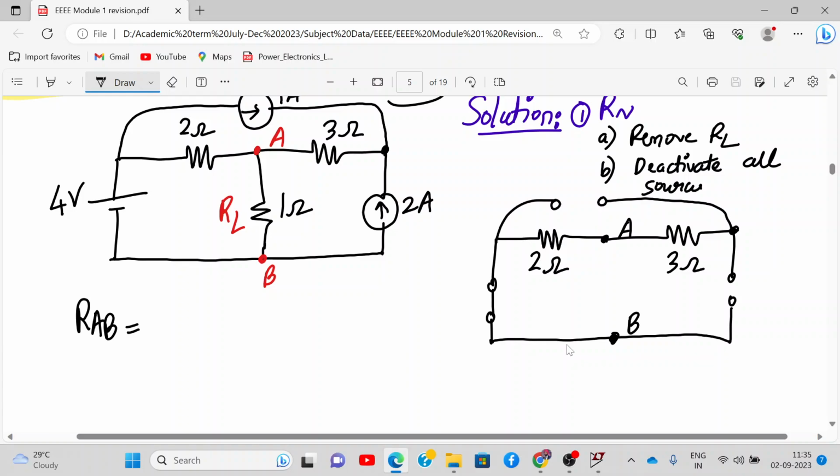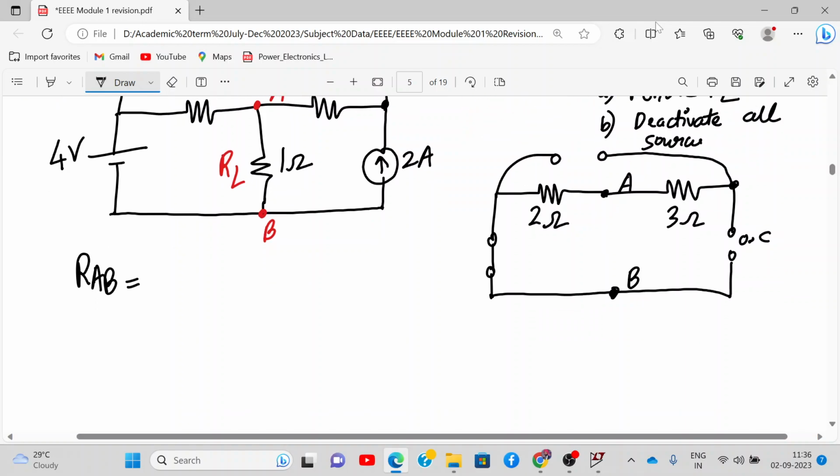Is it 2 ohm plus 3 ohm? 5. No, no, no. This is the mistake many students made. How is it 2 ohm and 3 ohm? See, 3 ohm and point B, are they connected? A and B, are they connected? No. They are connected via open circuit. Here there is an open circuit, here there is a short circuit.